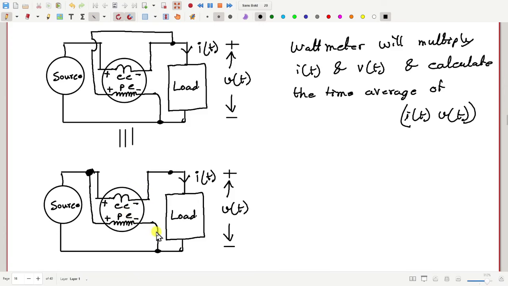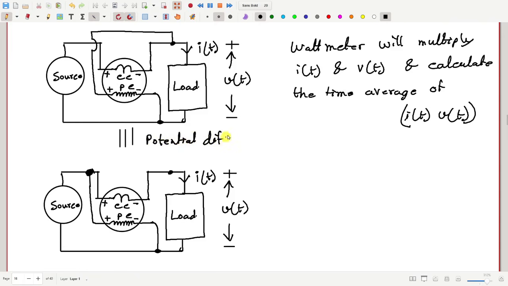Sir, I think it will be different because CC is also attached with the load. Yeah, your observation is very correct. So the potential difference across CC will also get added to the potential difference across the load, right? That's what you are saying? Okay. Now, tell me how much is the potential difference across CC?